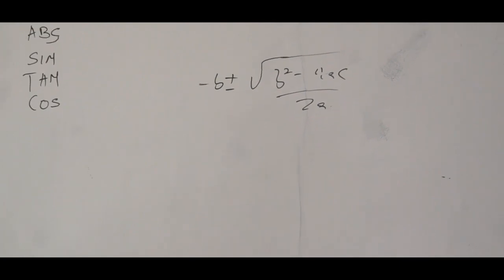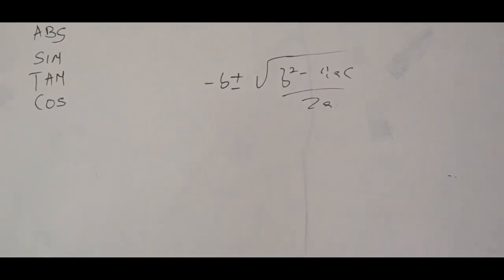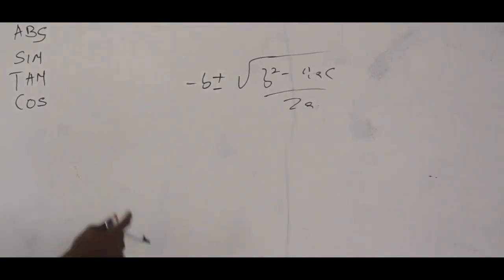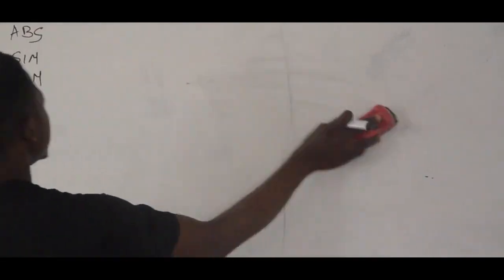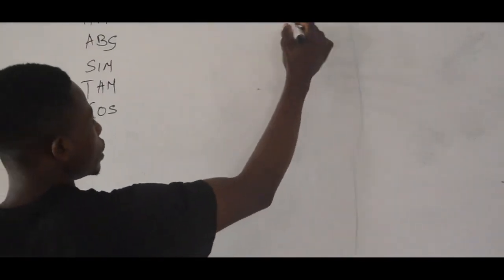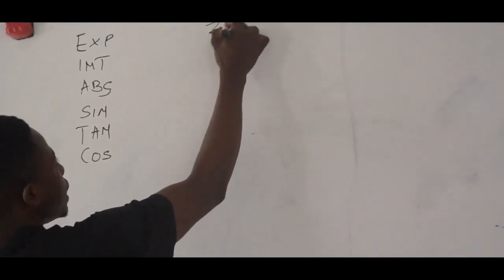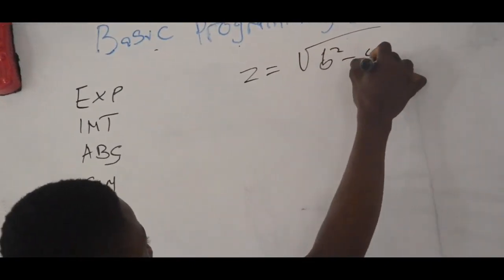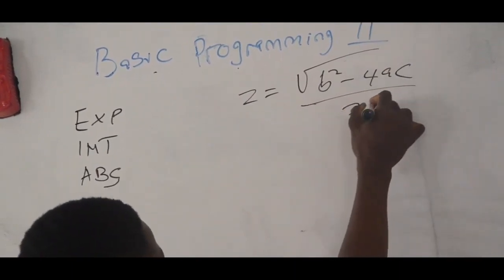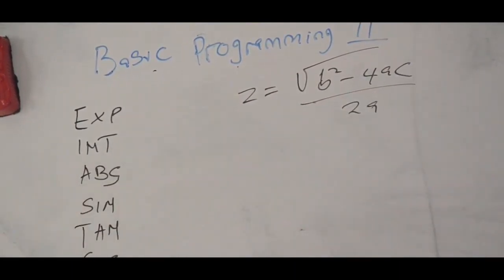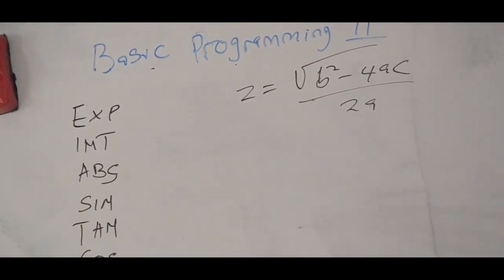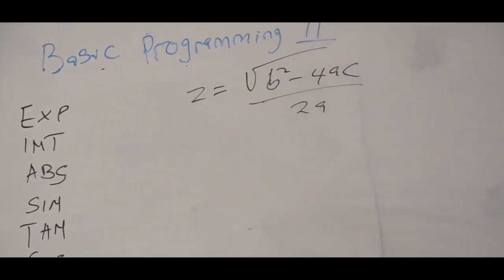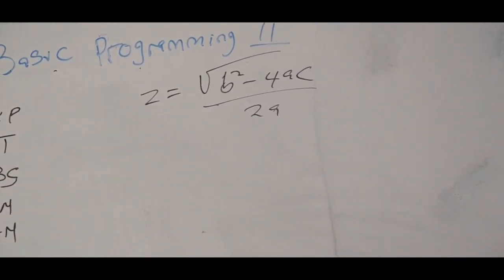So now, looking at this kind of equation, they say that you should compute something like this in a BASIC program. They give you, maybe, z equal to root of b squared minus 4ac divided by 2a. Compute this in a BASIC program. So how will you do this square root? That's why we need the inbuilt functions. That's where the inbuilt function came in.